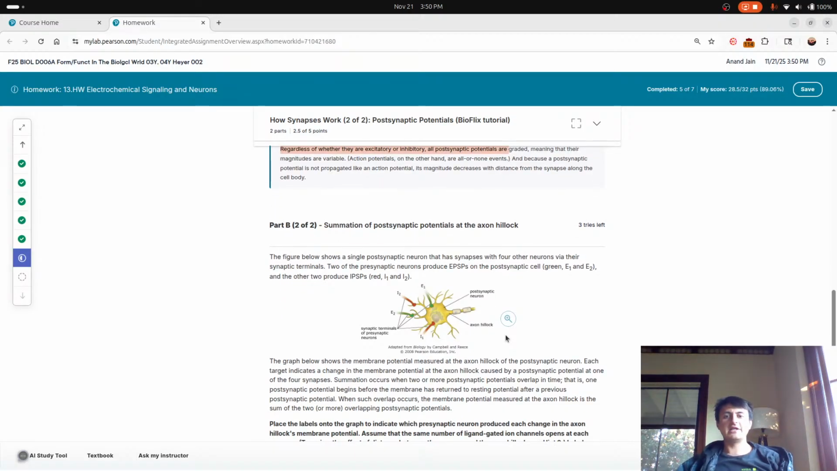Summation of postsynaptic potentials at the axon hillock. Hillock! The figure below shows a single postsynaptic neuron that has synapses with 4 other neurons.